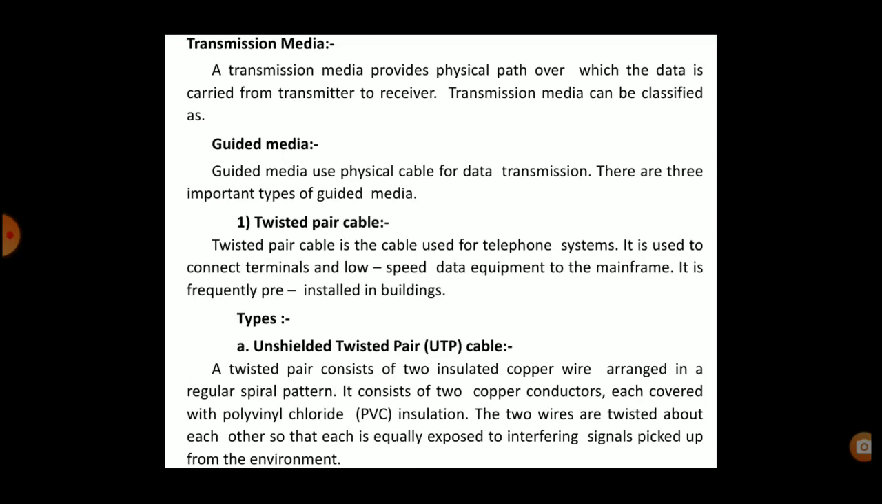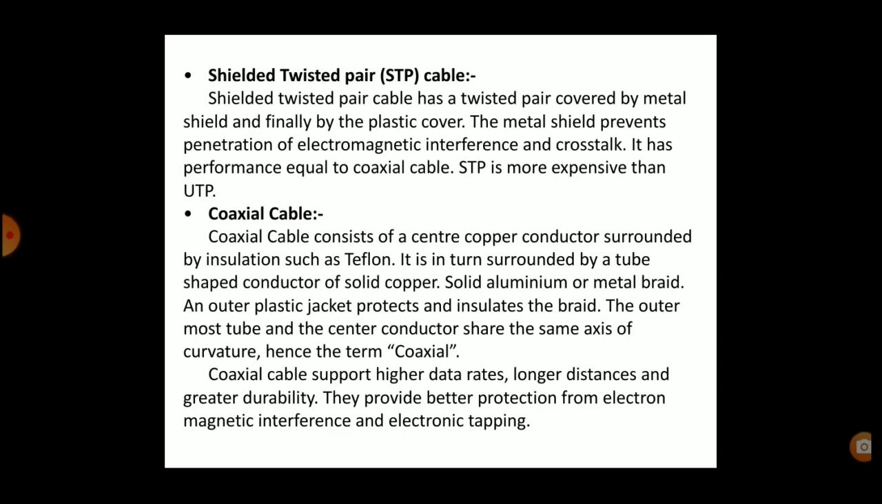Types: unshielded twisted pair, UTP cables. A twisted pair consists of insulated copper wire arranged in a regular spiral pattern. It consists of two copper conductors, each covered with polyvinyl chloride insulation. The two wires are twisted about each other so that each is equally exposed to interfering signals picked up from the environment. Shielded twisted pair, STP.